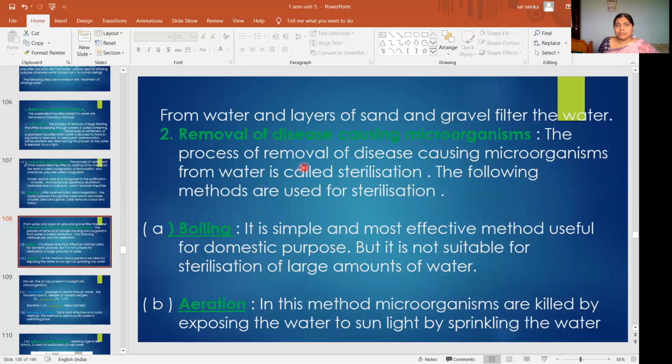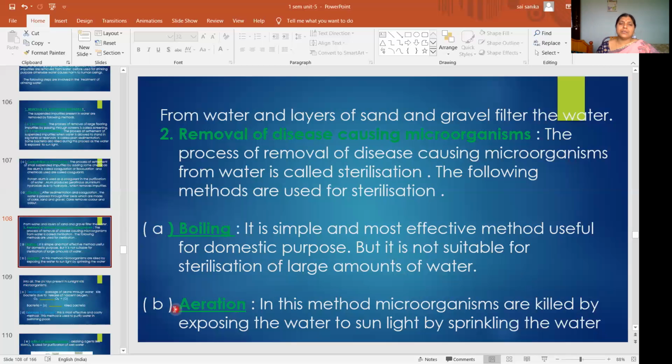That means we can use it for very small amounts. If you boil water for 15 to 20 minutes, whatever bacteria are present in the water will be killed. If any salts are present, those will also be removed, that is, the temporary hardness giving salts are also removed. So it is a simple and most effective method, but not suitable for large amounts of water.